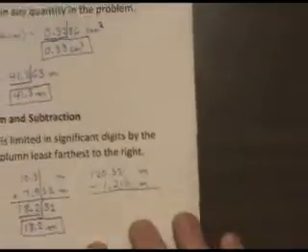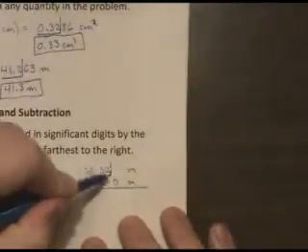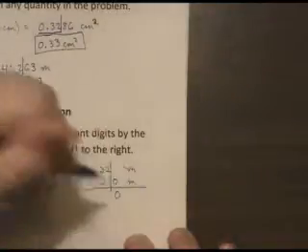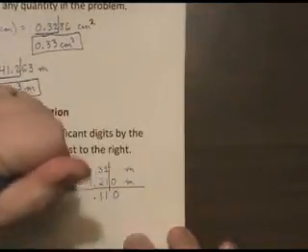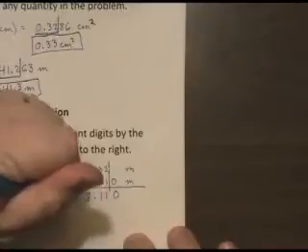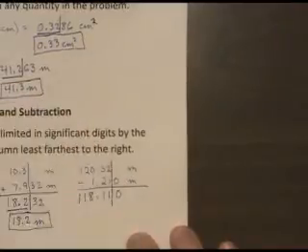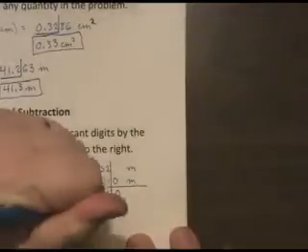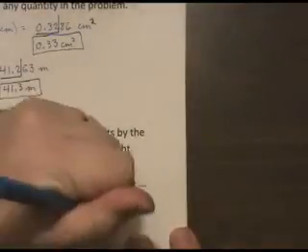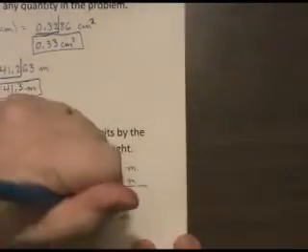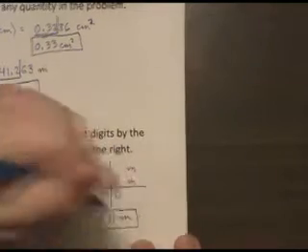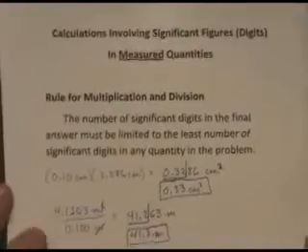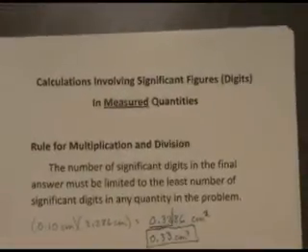Subtraction is treated the same way. If we look here, this top number goes out to the hundredths place, and when we subtract this, we get 0, 1, 1, 8, 1, 8. We must limit our answer to the hundredths place, and so we correctly report the number with the right significant digits as 118.11. So those are the rules for addition and subtraction and multiplication and division of measured quantities using significant digits.